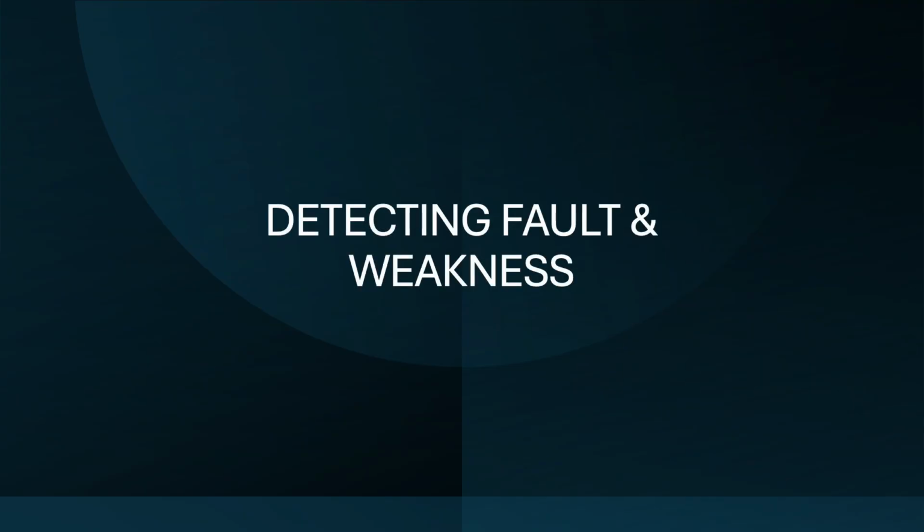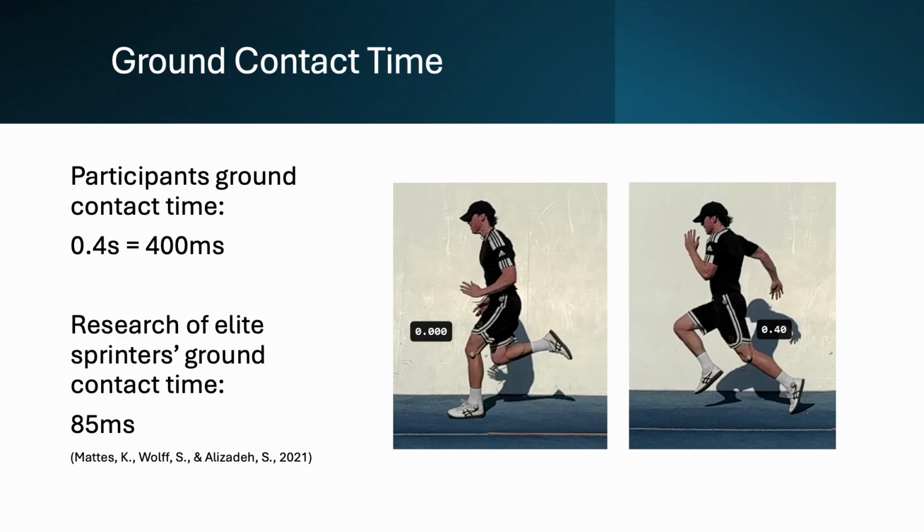Part 3, detecting fault and weakness. For all of the quantitative variables, a study by Matz, Wolf, and Elizabeth 2021 was used. 26 elite male sprinters were analysed in this study, and 2D kinematic analysis of a single stride of the fastest sprint of each athlete was performed.